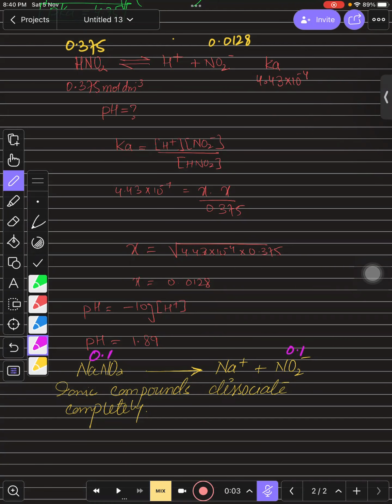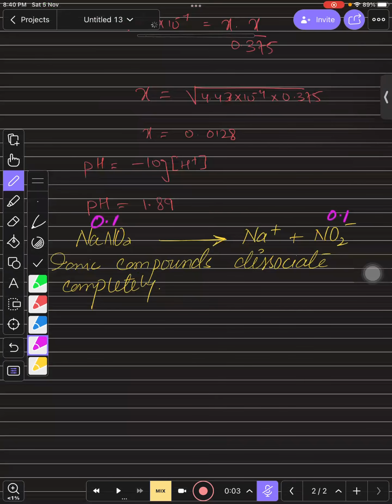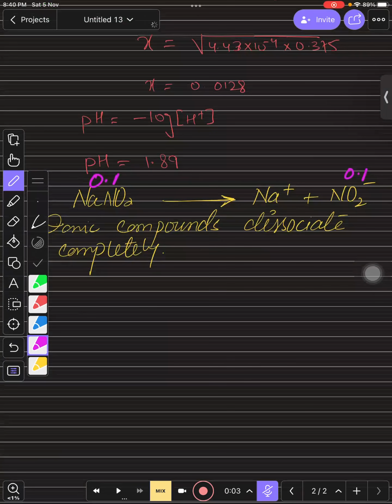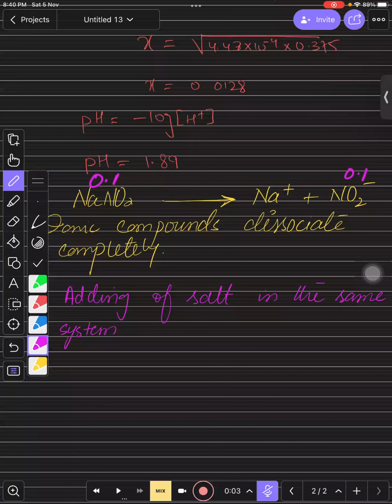This is the difference between ionic compounds and weak acids. Weak acids dissociate partially, while ionic compounds dissociate completely, or you can say strong acids also dissociate completely. So you can say that adding salt in the same system will increase the concentration of anions. Adding the salt in the same system, what will this process do?